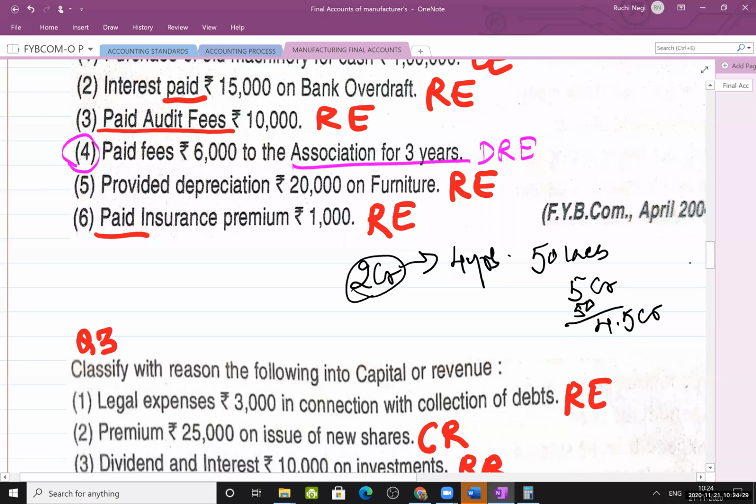5 CRs. 5 CRs में से मैं 50 lakhs minus करूंगी तो कितना हो जाएगा? 4.5 CR. ओके, नाउ अब इनकम टैक्स को फायदा हो रहा है ना. पहले मैं 3 करोड़ पे टैक्स भर रही थी, अब मैं 4.5 करोड़ पे टैक्स भर रही हूँ. Is this clear to everyone? This is known as a deferred revenue expenditure. The expense is paid in the current year, but the benefit of the same arises in future. Am I clear about this? Is this concept clear?